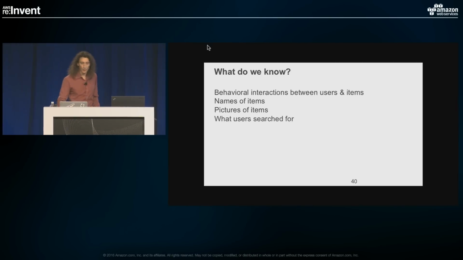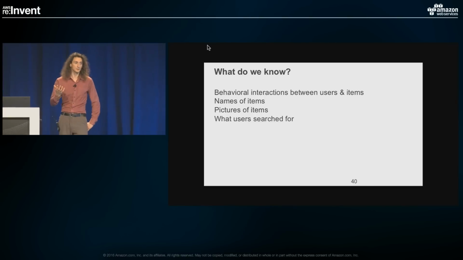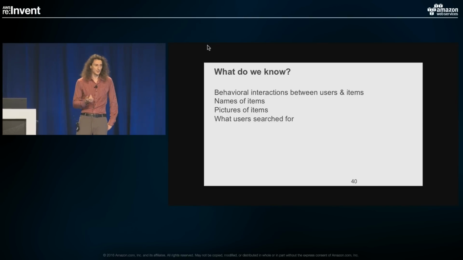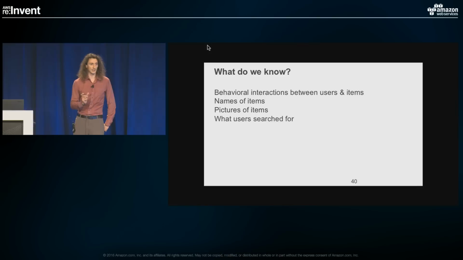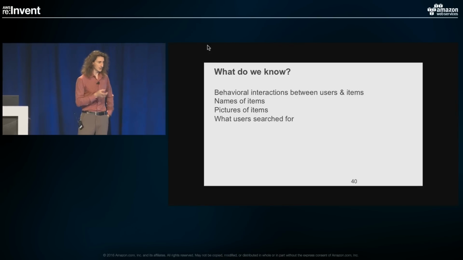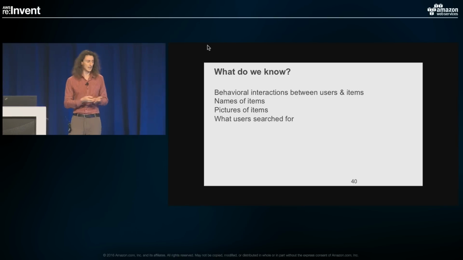But in the real world, we know these behavioral interactions, but we also know things like the names of the movies. And so you might think to yourself, the movie name My Little Pony, it's got the word pony in it. And so maybe the person who watches that movie might want to watch other movies that have the word pony in it. Or Ghostbusters and Ghostbusters 2.